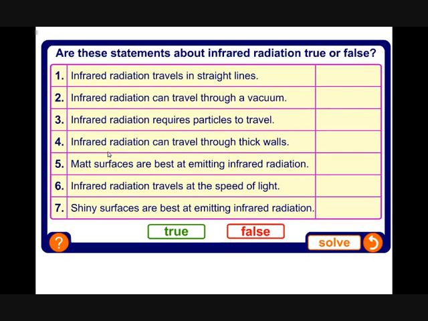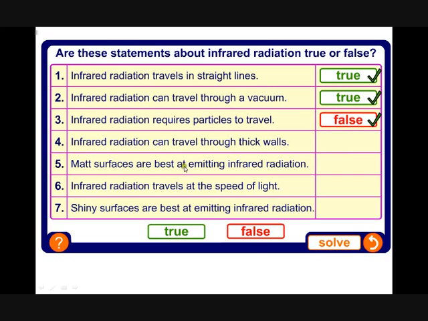So I'll just do a quick true and false. Infrared radiation travels in straight lines. Well, you remember from your studies in year 8 that light travels in straight lines. So that's definitely true because it's from the same family as light is. Infrared radiation can travel through a vacuum. Well, that's what this whole session's been about. Definitely true. Infrared radiation requires particles to travel. No, it doesn't, because conduction and convection need particles, but radiation doesn't.